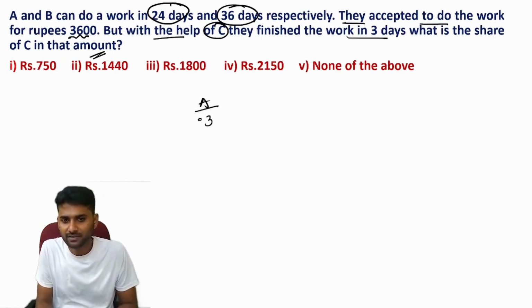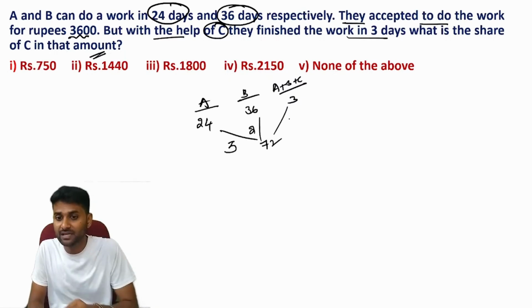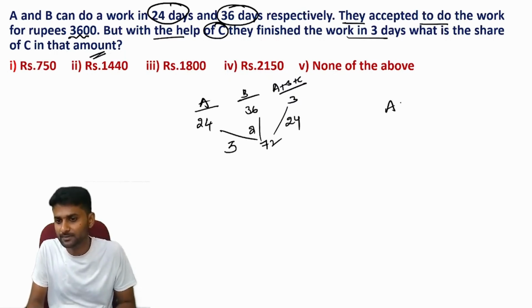A takes only 24 days. B finishes that work in 36 days. If all are together, they are going to complete it in 3 days. See here, the common multiple of all these three numbers is 72 units. A efficiency 3 units, B efficiency 2 units, and ABC efficiency is 24 units.